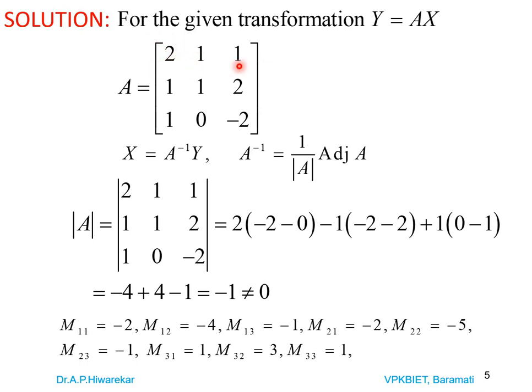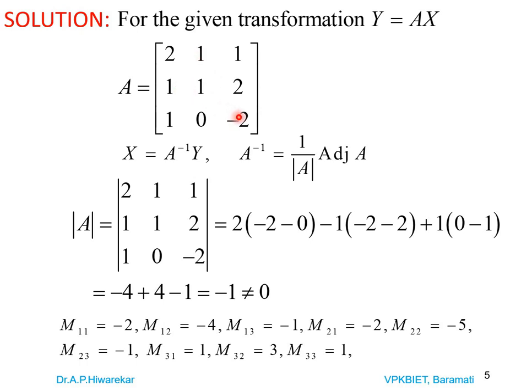It belongs to the first row and the first column. So just neglect the first row and first column elements and you will get a lower order determinant, and its value is called M11. So M11 is minus 2 minus 0, so that is minus 2.